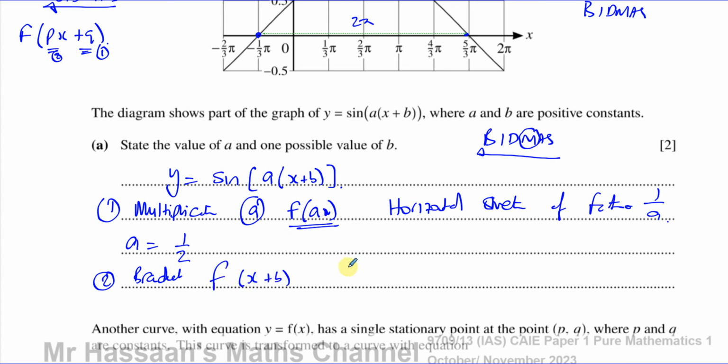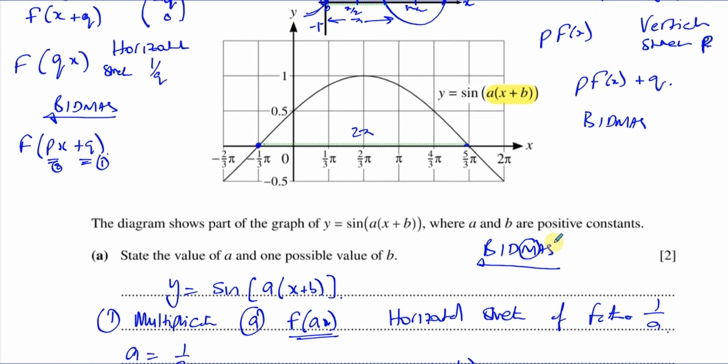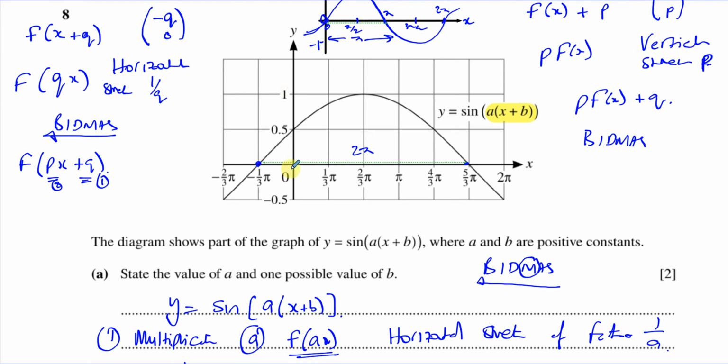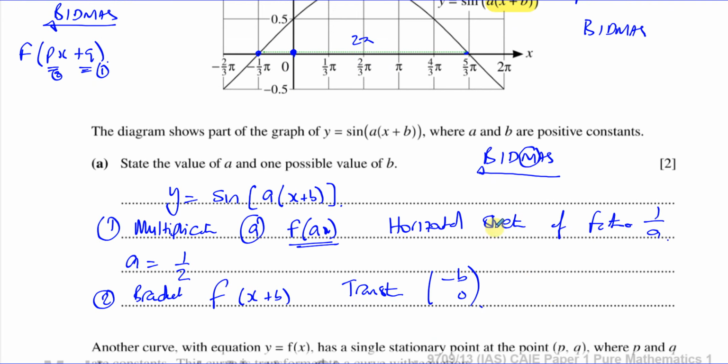Now, as I said, that's going to be a translation of minus b, 0. Okay, so let's look at a point, for example, and compare where this started. It would have started here, and then what's happened is it has moved to the left by pi over 3. So we can say that minus b is going to be the same as minus pi over 3. So therefore b is equal to pi over 3. Okay, so we got b is pi over 3 and we have a as a half.